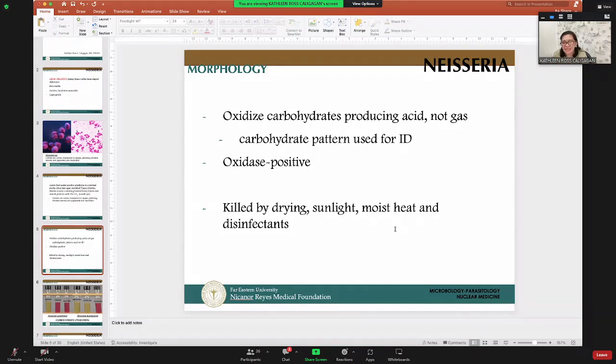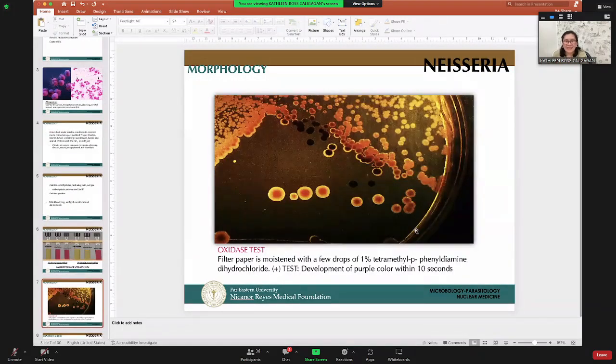Killed by drying, sunlight, moist heat, and disinfectant. This is the oxidase test of Neisseria. For the positive oxidase test, you see the filter paper with a few drops of tetramethyl-p-phenylenediamine, the oxidase reagent. You put it there, and the discoloration of that filter paper would suggest oxidase positive. The color of the filter paper should be purple. During our laboratory, we'll show you a positive oxidase test.